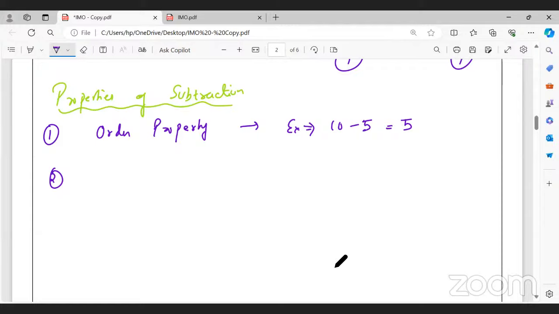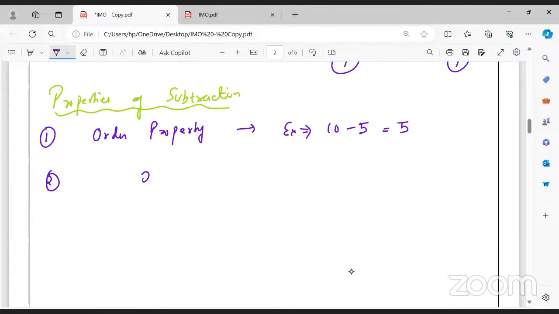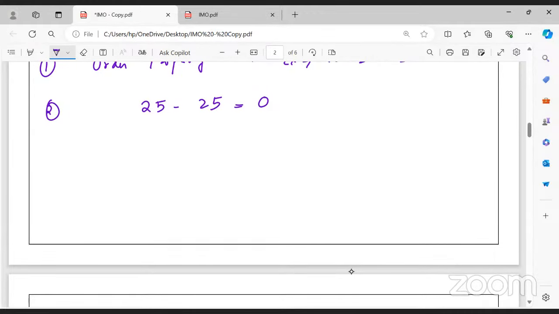Then I'll proceed further. So when a number is subtracted from the same number, suppose 25 minus 25, you get 0. Right? Or when the minuend and the subtrahend are the same, you get 0. Fine. Coming to the multiplication property.